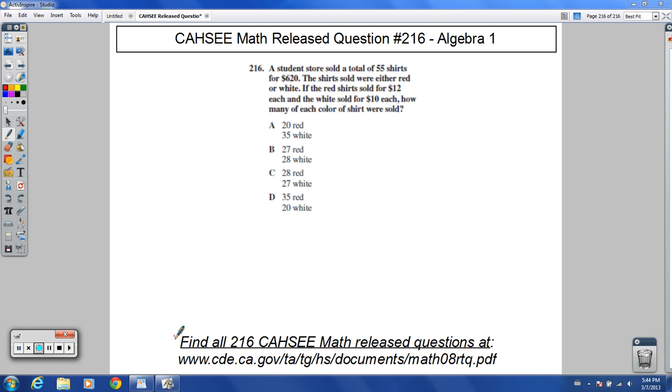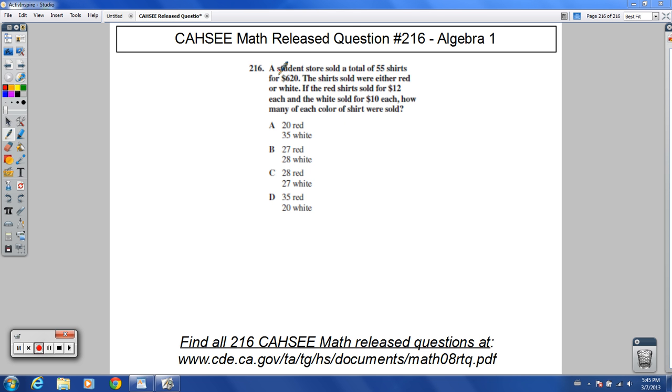No, say it ain't so. It's the last released question for CAHSEE Math. I know it's going to be a very hard day for you today because of this. You're going to be depressed all day long. You made it to the last question and you don't have to do any more of these, and you're going to go cry to your best friend, and it's just going to be rough. Just hang on. Let's just finish this question and then you can take care of all that business later.